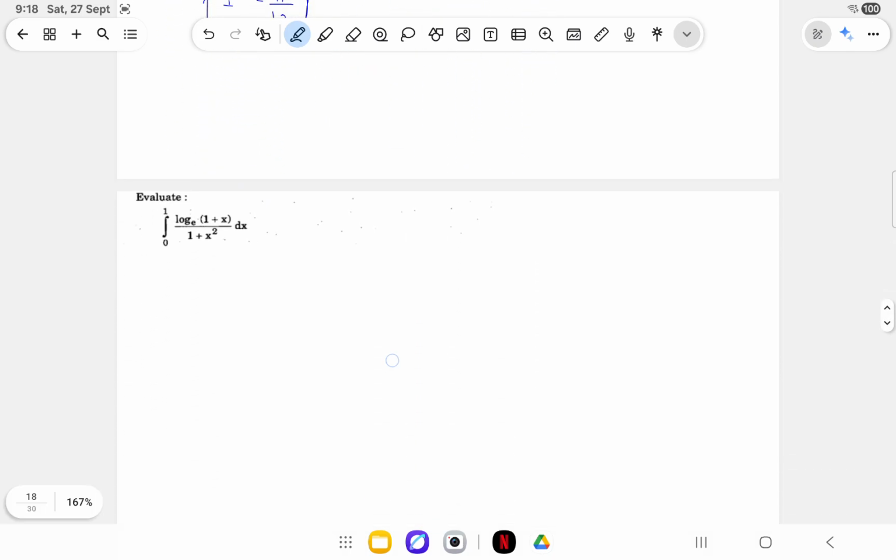The next question says that we're supposed to evaluate the given definite integral. So let's do that. It is given to us as integration from 0 to 1 of log e (1 plus x) divided by 1 plus x square dx.